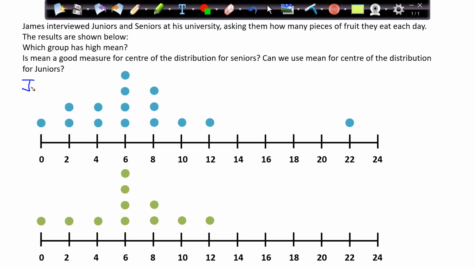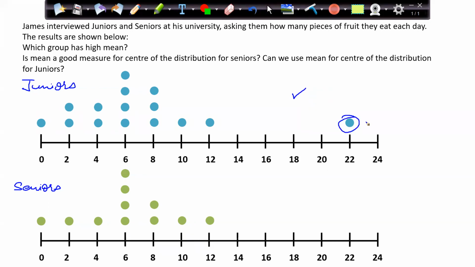So the above data is for juniors and the below data is for seniors. Now I want to find from this particular data set which group has the higher mean. From the naked eye, I may think that the junior data may have a higher mean because of this outlier.